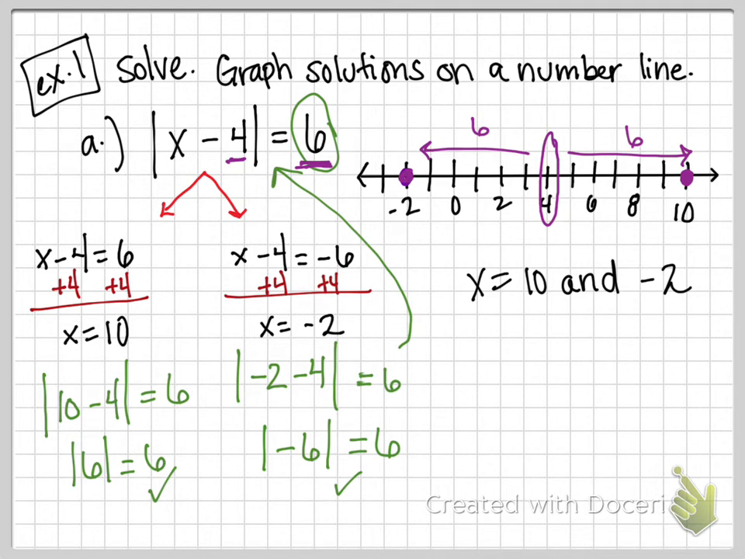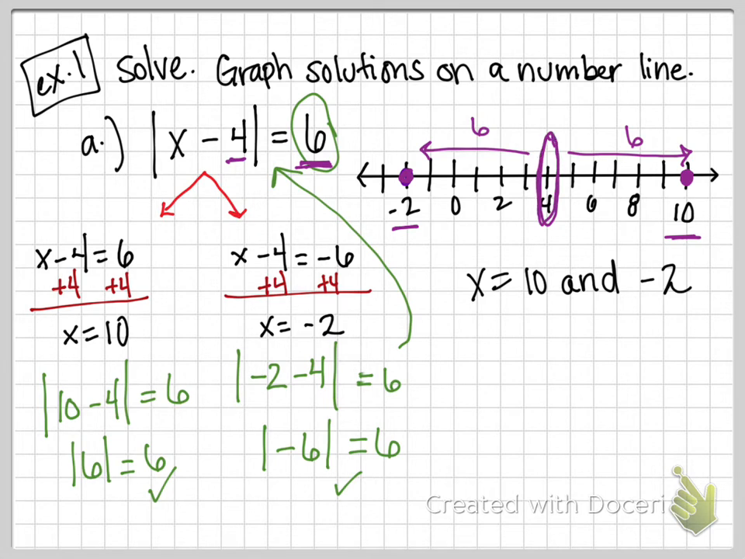Did you see how our answers were 10 and negative 2? You don't need to memorize this right now. I just want you to look at it and see this. So since we have 10 and negative 2, what does the 4 have to do with anything? It's just the center. It's exactly halfway between our two answers.